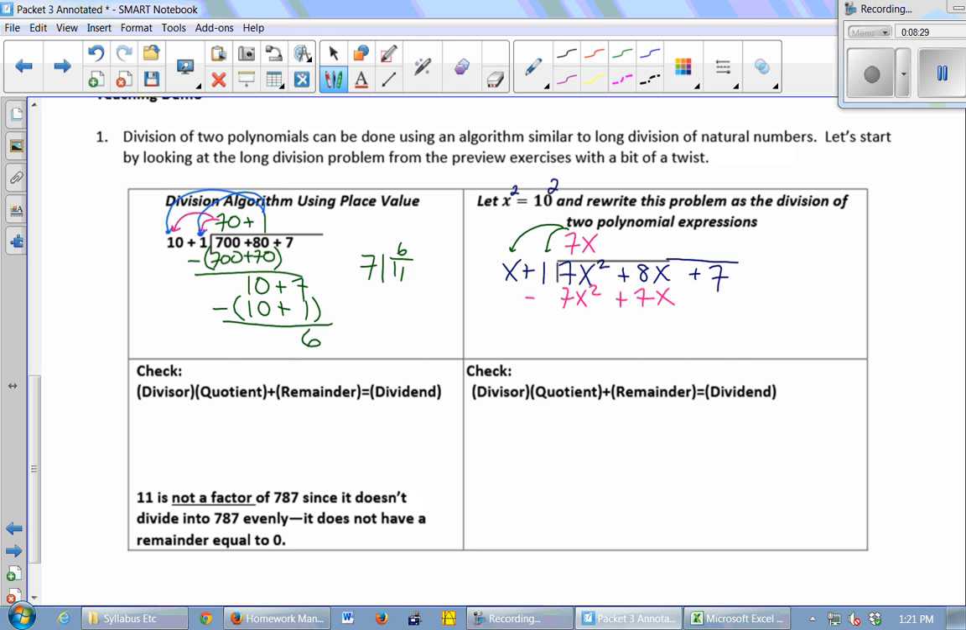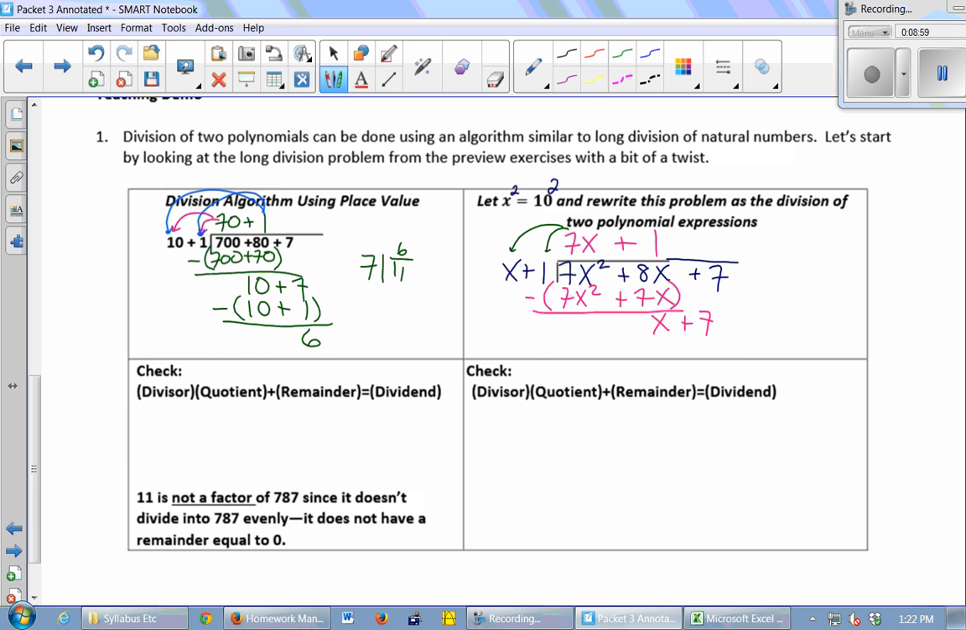And then we subtract, right? 7x squared minus 7x squared is 0. Those go away. 8x minus 7x is x. Bring down the 7. Okay, then we start again. Then you go back to your divisor, x plus 1, and we want to say, okay, how many times does x from the divisor go into x from x plus 7? 1 time. So I'm going to write plus 1 up here.